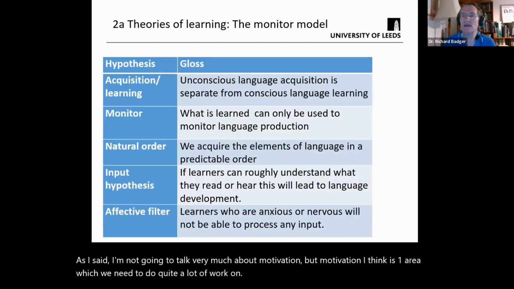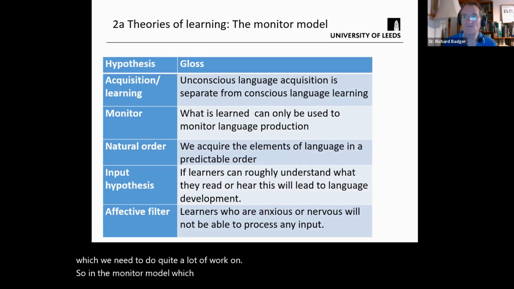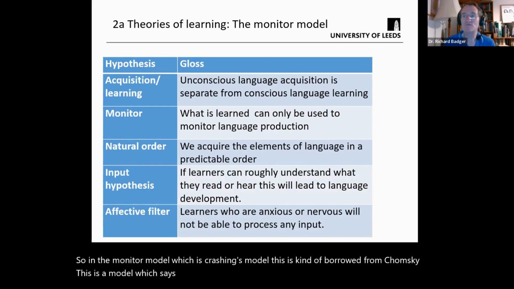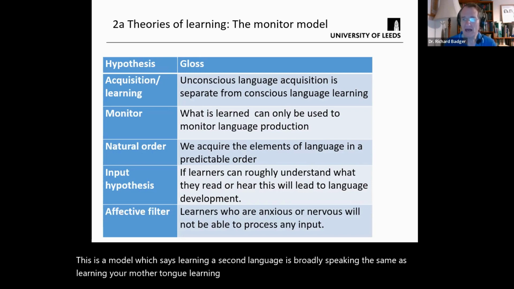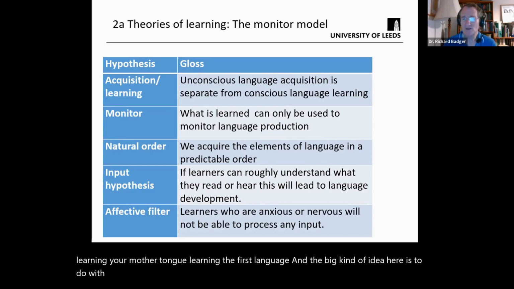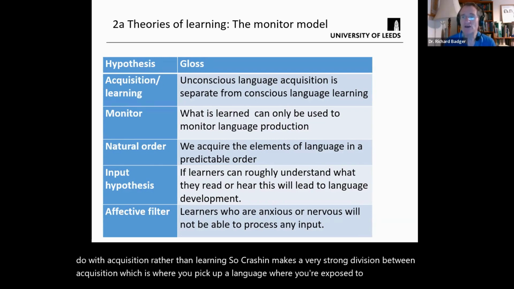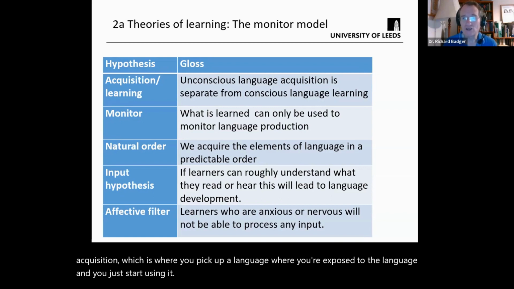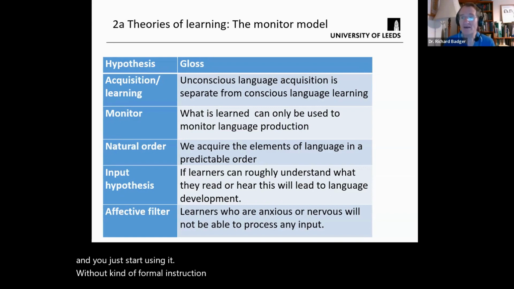So in the monitor model, which is Krashen's model, this is borrowed from Chomsky. This is a model which says learning a second language is broadly speaking the same as learning your mother tongue, learning the first language. And the big idea here is to do with acquisition rather than learning. So Krashen makes a very strong division between acquisition, which is where you pick up a language, where you're exposed to the language and you just start using it without formal instruction. So this doesn't see a very big role for the teacher.